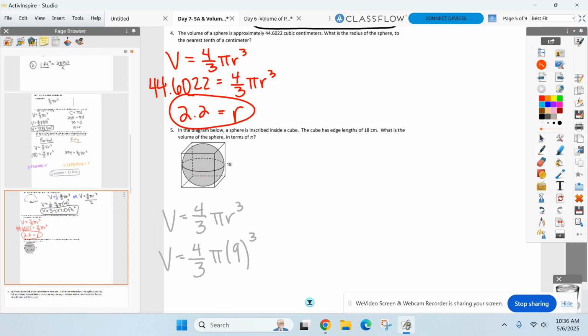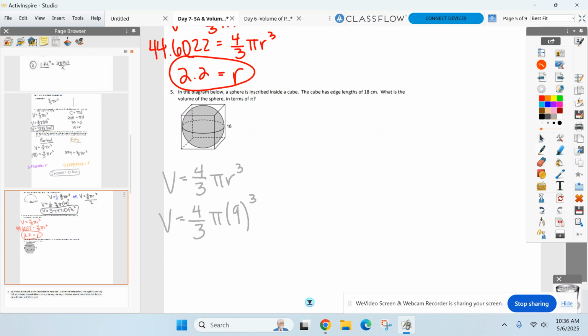I'm going to use 9. In terms of pi, have pi in your answer. So you can multiply everything but the pi, or your calculator puts the pi there for you anyway, I think.